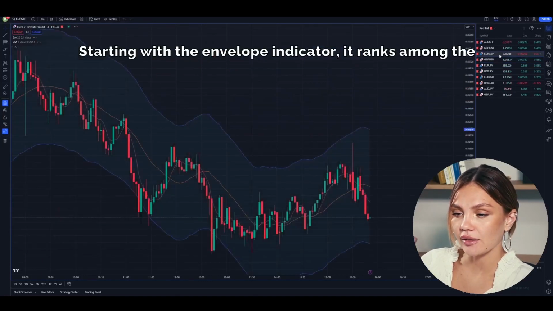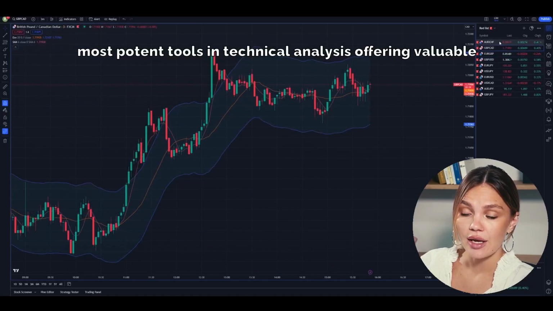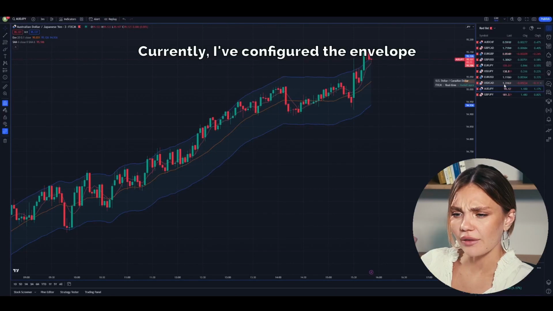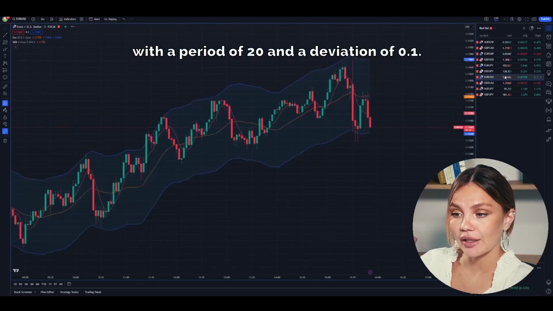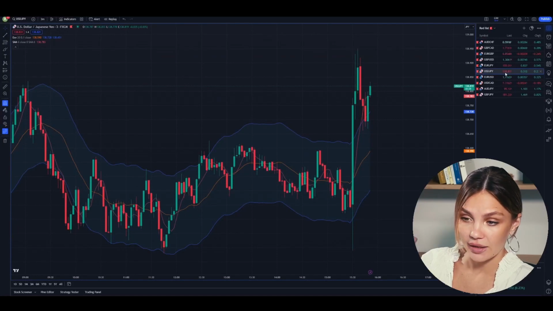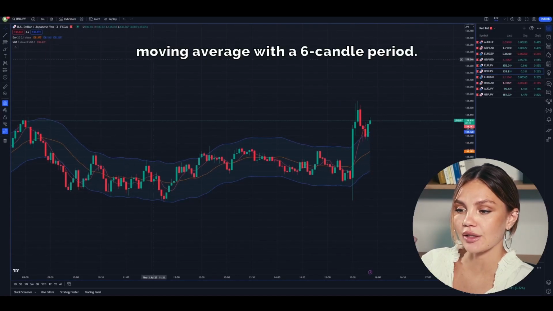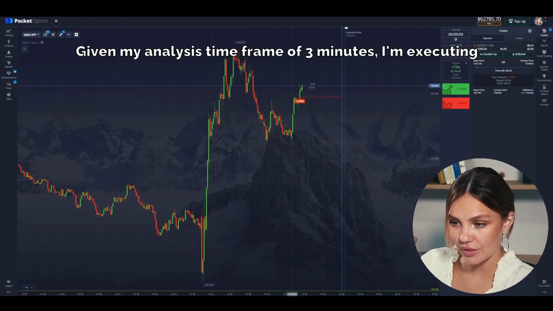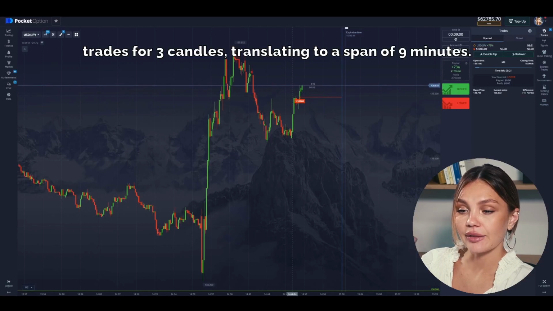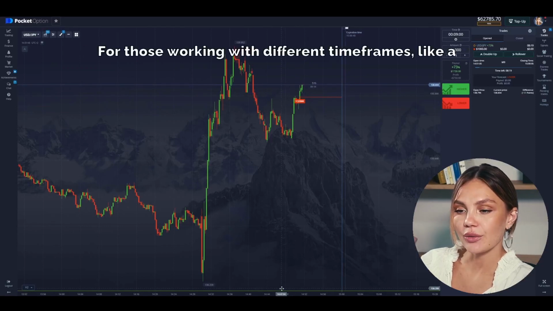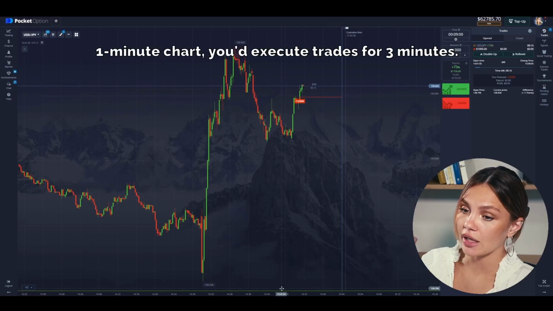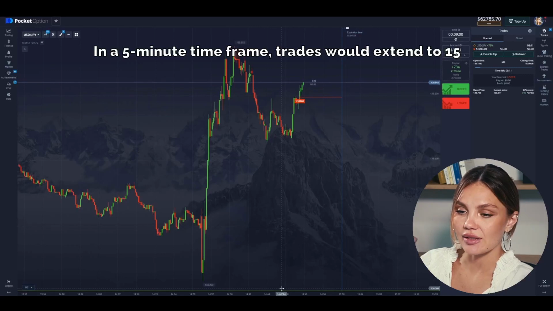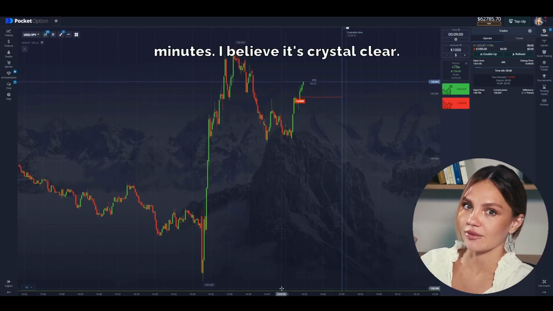Starting with the envelope indicator, it ranks among the most potent tools in technical analysis, offering valuable insights into market conditions. Currently, I've configured the envelope with a period of 20 and a deviation of 0.1. Additionally, I've layered a simple moving average with a 6 candle period. Given my analysis time frame of 3 minutes, I'm executing trades for 3 candles, translating to a span of 9 minutes. For those working with different time frames, like a 1-minute chart, you'd execute trades for 3 minutes. In a 5-minute time frame, trades would extend to 15 minutes. I believe it's crystal clear.